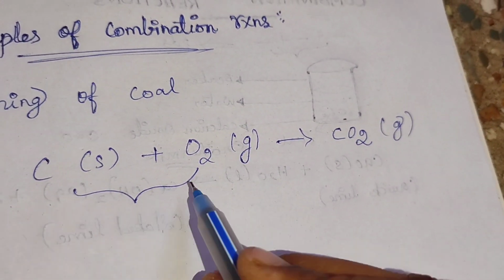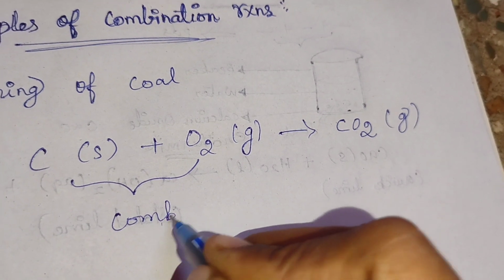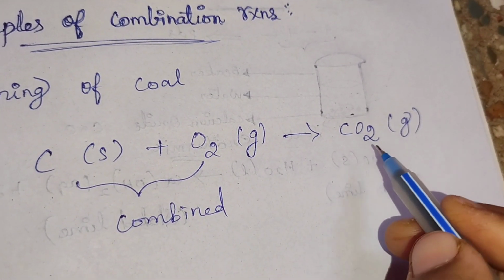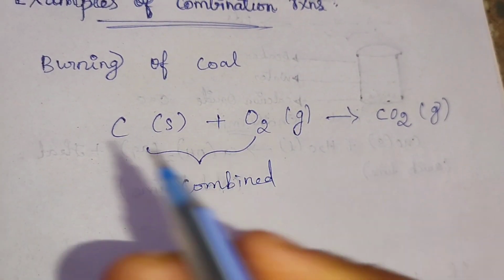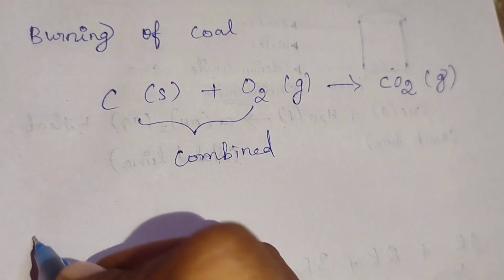Here carbon and oxygen combine with each other to form a product which is known as carbon dioxide. So this is an example of a combination reaction. Another combination reaction is water formation.